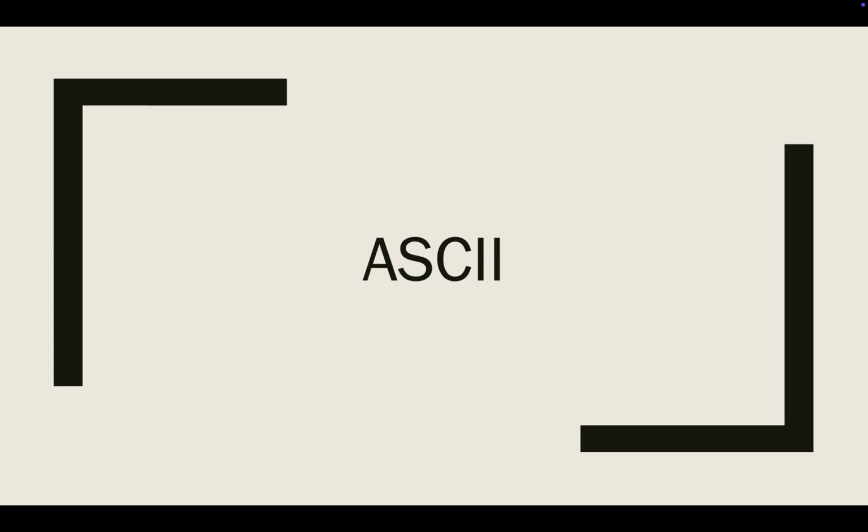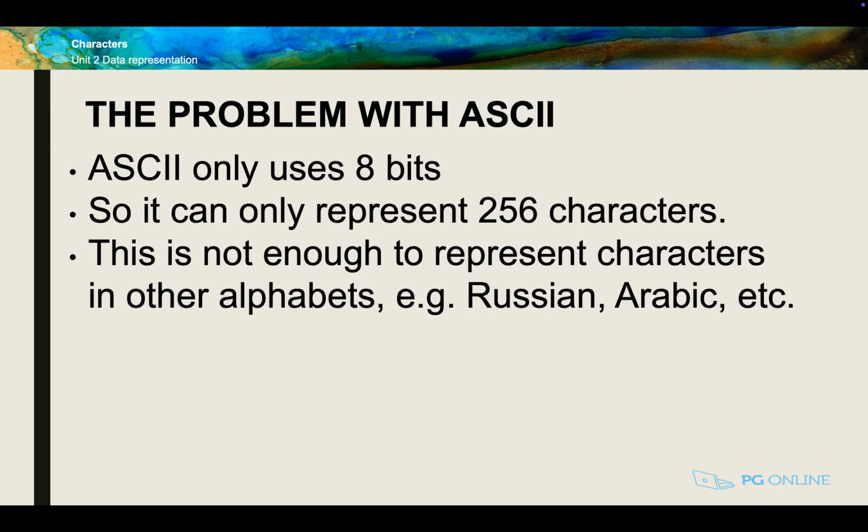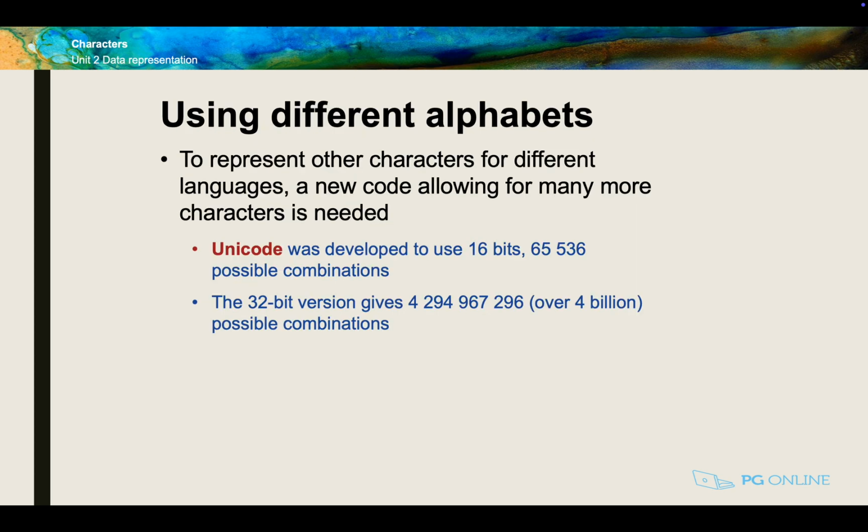So, quick one. ASCII. ASCII is great. Like I said, it's about how we convert characters to binary. But the problem with ASCII is it only uses 8 bits, which means only 256 characters can be represented. And that's not good enough if we want to represent languages from other countries, or maybe emojis and whatnot. So that's one limitation of ASCII.